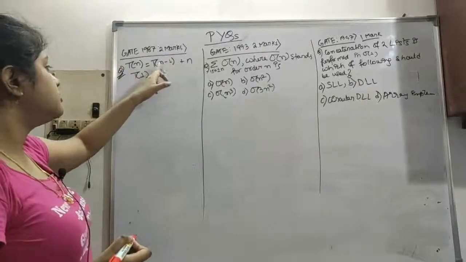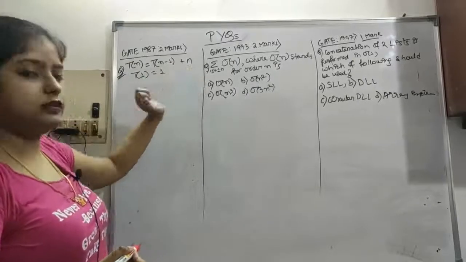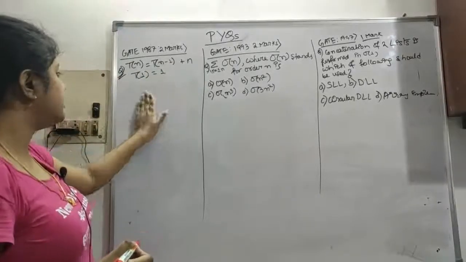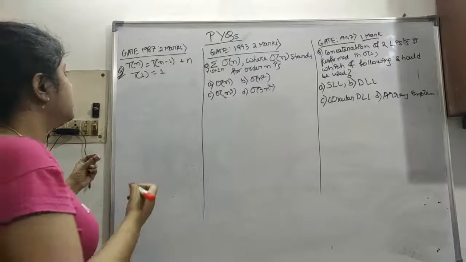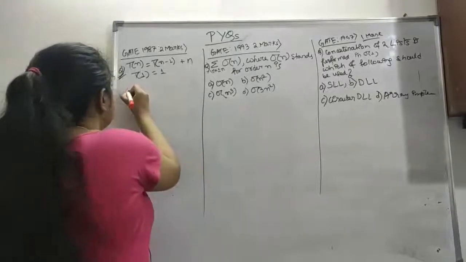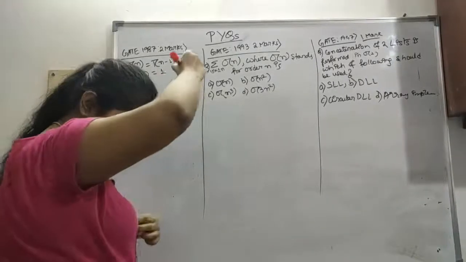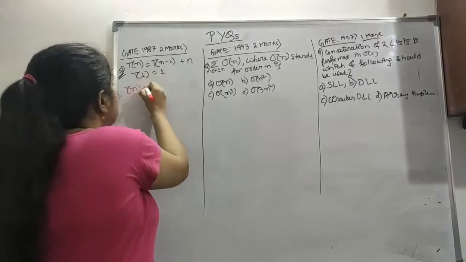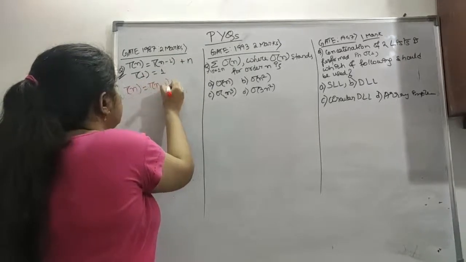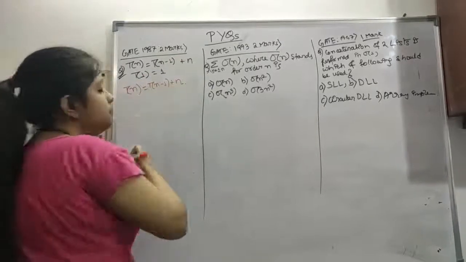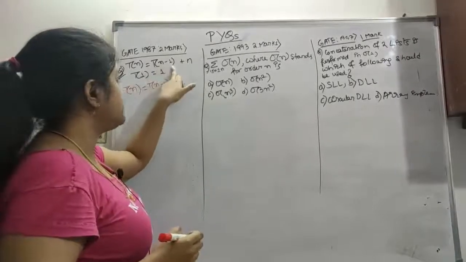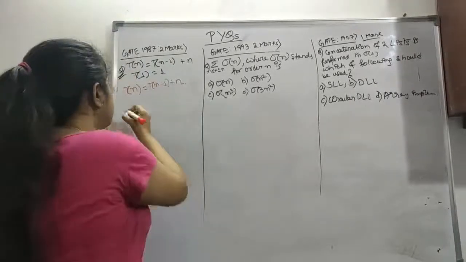T(n) = T(n-1) + n, this is our recurrence relation and this is our initial condition. So let's see what the time complexity is. T(n) equals T(n-1) + n. Here we cannot apply Master's theorem, so we have to do it by the substitution method.